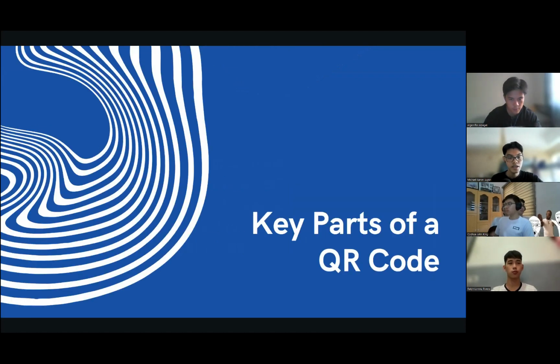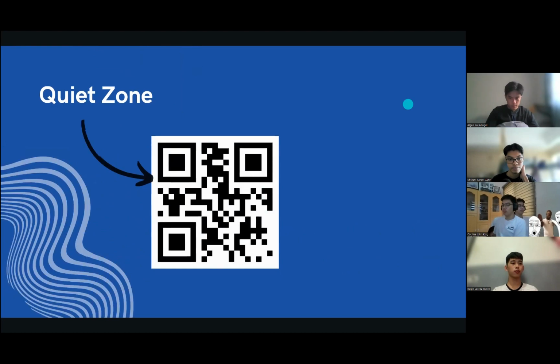To reiterate, QR codes are unique patterns of black and white spaces which contain a string of data. When scanned using a device as simple as the camera on our handheld devices, QR codes can be translated into human-readable information. Let's move on to the key parts of a QR code.